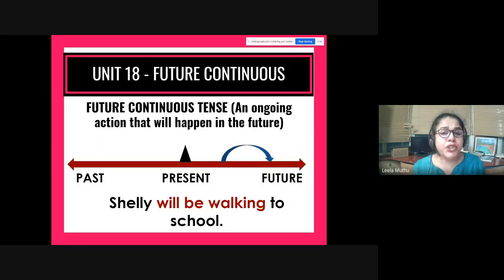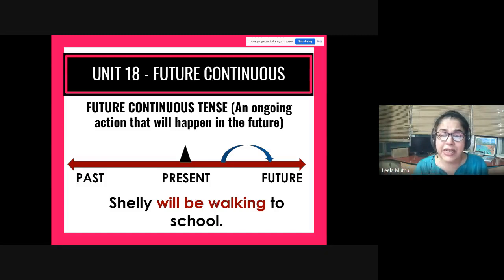Now we go to future continuous tense. Here it's an ongoing action that will happen in the future. Let's say you know that in the future you will be taking driving lessons. You know that it's going to be happening, and that every Sunday you will be taking driving classes. So in the future it will be an ongoing action. The arrow shows continuous action in the future arm of the timeline.